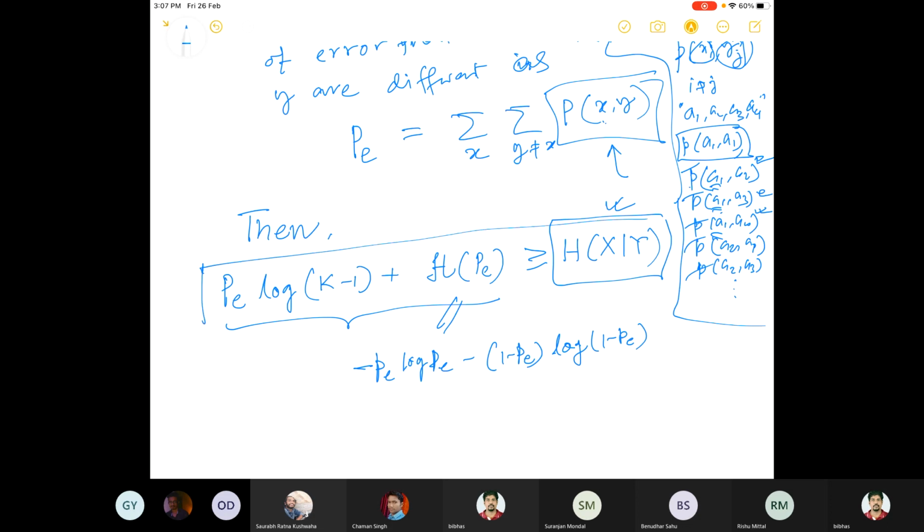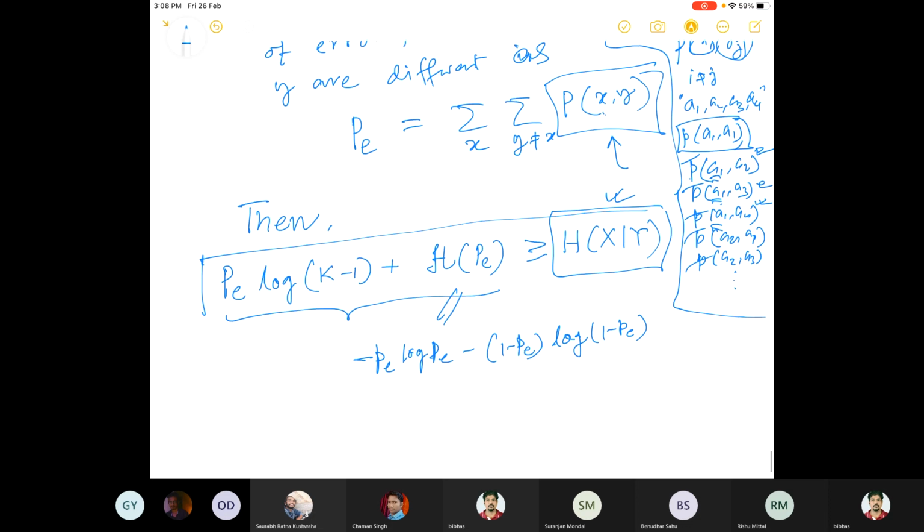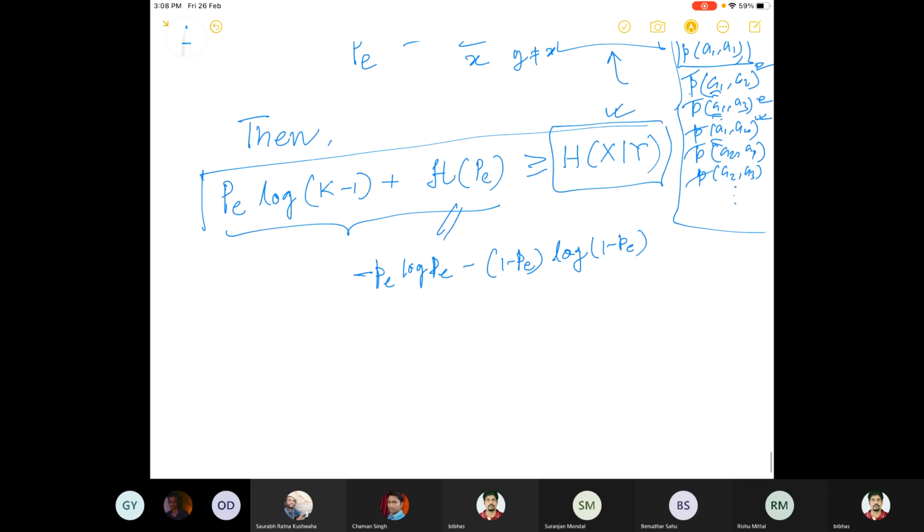So we just define nothing. We just define X and Y, which are just two random variables. You have a joint random variable and a joint distribution. Then we define the probability of error, and then we are saying that this probability of error must satisfy this one. So this is the theorem. It is kind of a generic theorem. The proof is also very, very simple, by the way. So what is the proof?